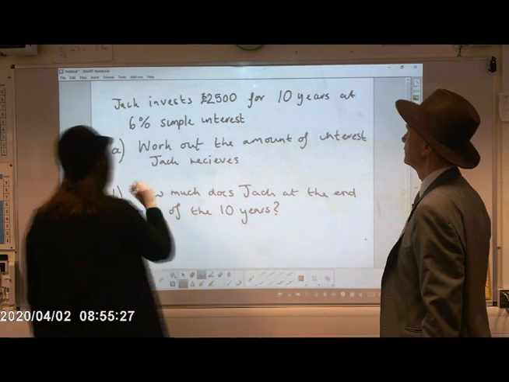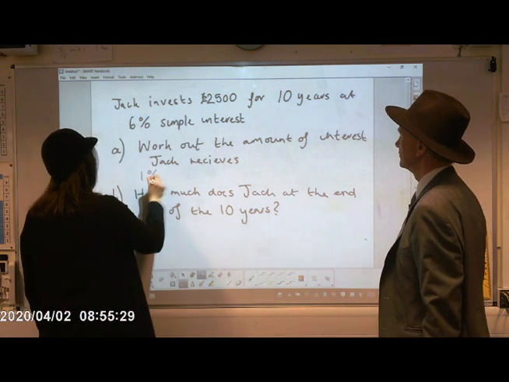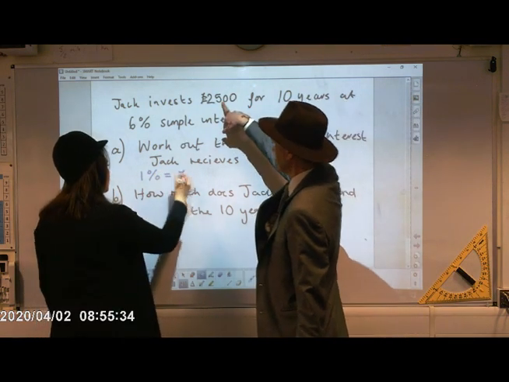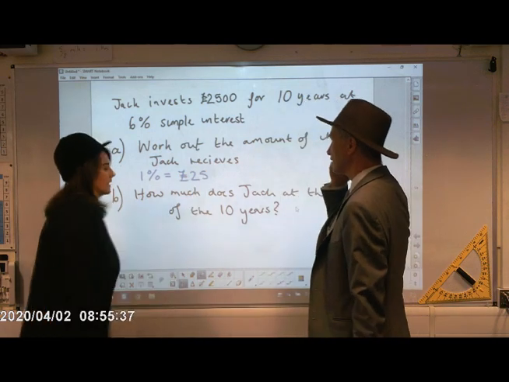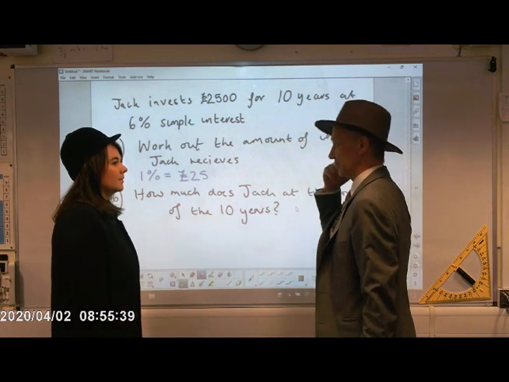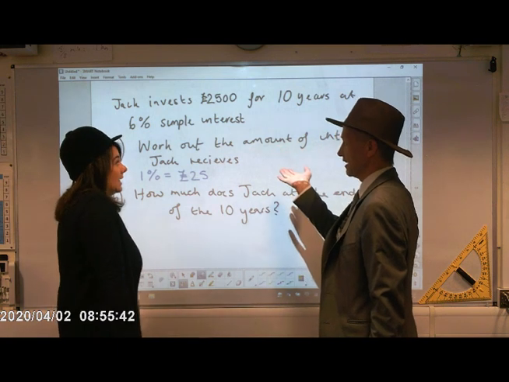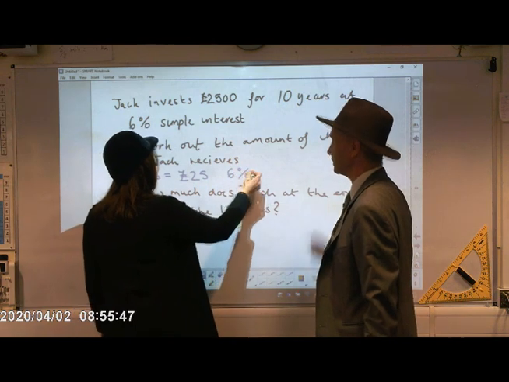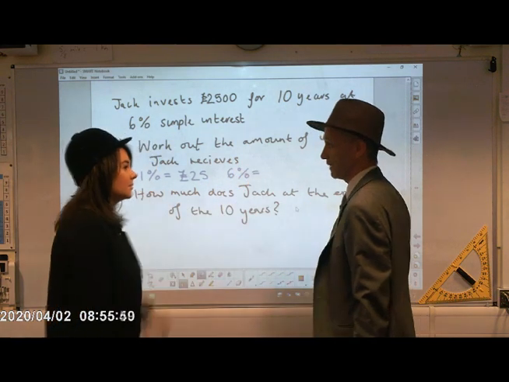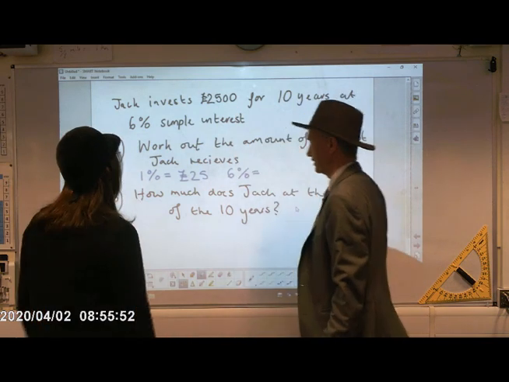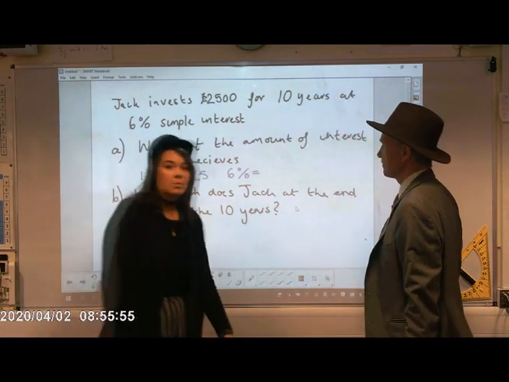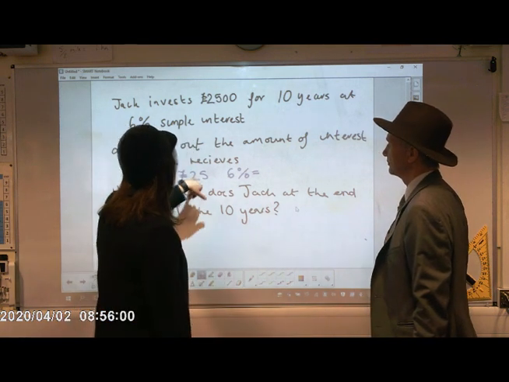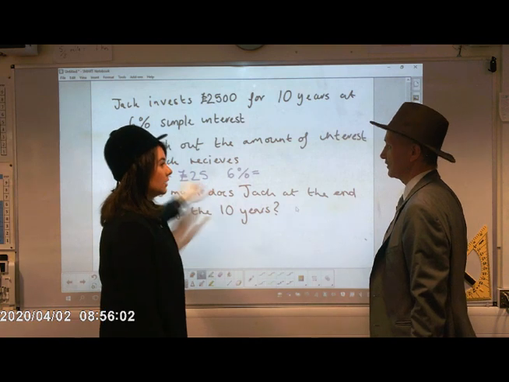So 1% of 2,500. Okay, so divide by 100, we're saying £25. How would we do that on our calculator, Mr. Casey? Well, we shouldn't need to do it on a calculator. But a nice, quick and easy way of finding 6% is 6 divided by 100 times 2,500, or 2,500 times 0.06, using the multiplier. So 6% would be 6 times that, which would be 150.